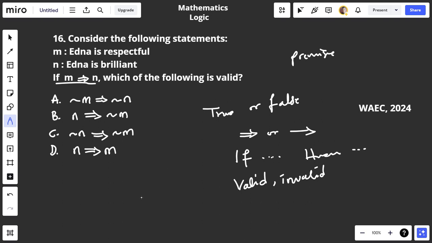Okay, let me take for instance. If I make a statement now, I say your father is a woman. And then you say all women are short.